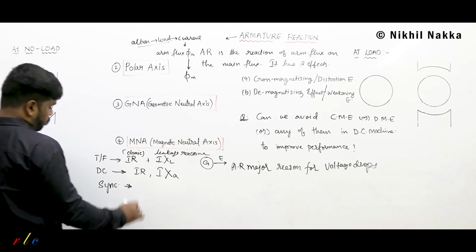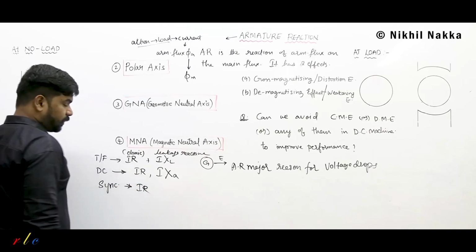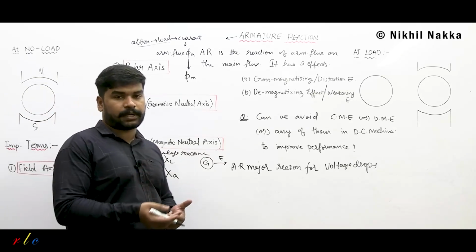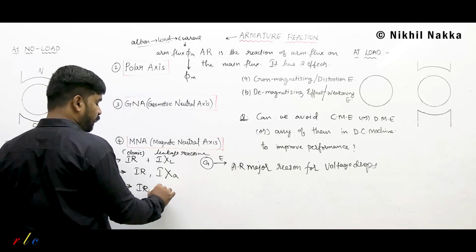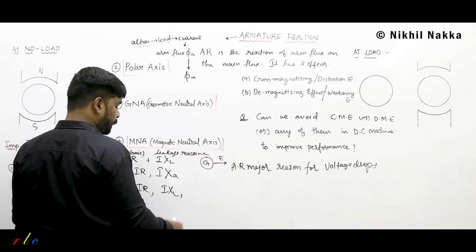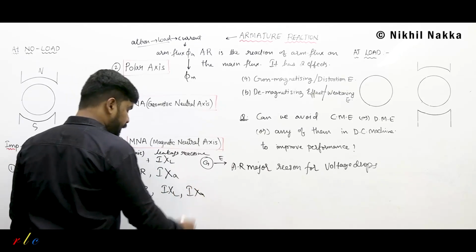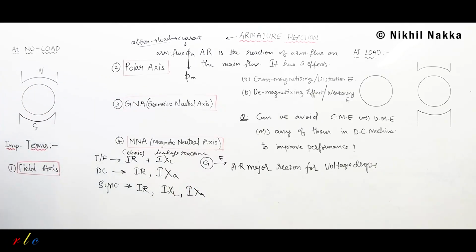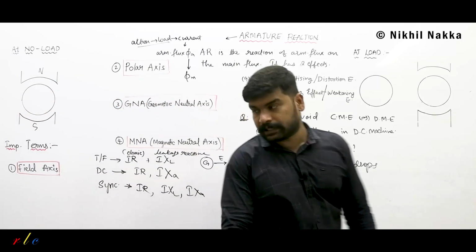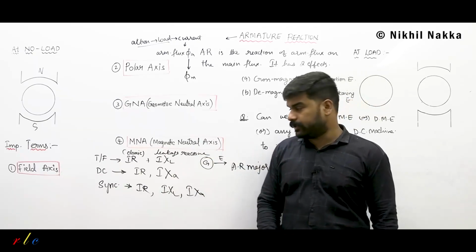Next, synchronous machines we will take. Synchronous machines, what do you have? Same winding resistance, IR, and in a synchronous machine the design is not the same as a DC machine. You will have leakage reactance as well. And a synchronous machine, a double excited machine, should have armature reaction as well. So you have these three components contributing to voltage drops in a synchronous machine.